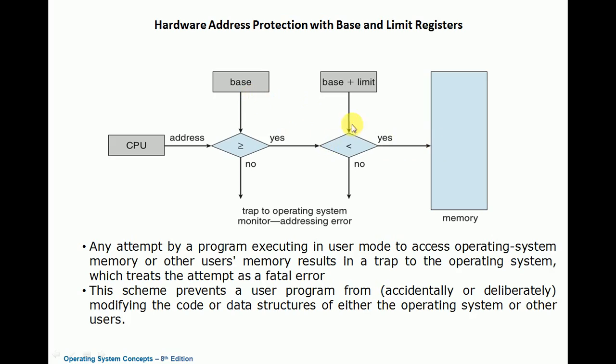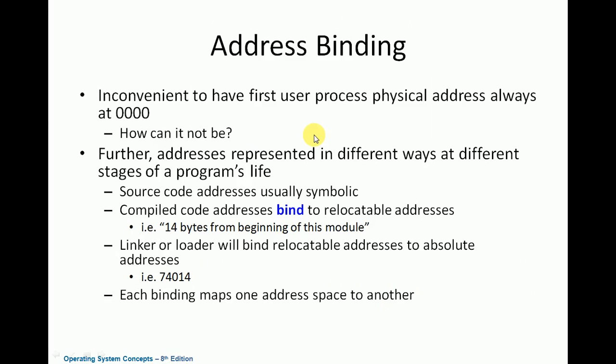So these two conditions we need to test here. These two conditions basically ensure protection. Since base and limit registers are supported by the hardware, it is called hardware address protection. Now let us look at address binding. So there is one question here.